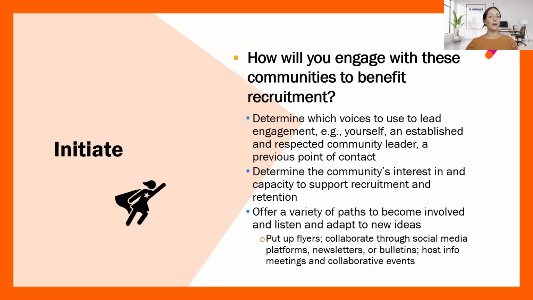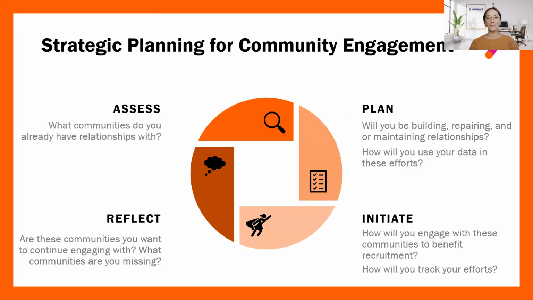And to wrap this all up, you'll now see how the circle has come together in the next slide for strategic planning. So again, just a review of the basic foundations for community engagement: assess the communities that you already have, reflect on if those are resourceful or if you can start tapping into other areas, plan how you are going to use community engagement strategies, and then initiate and keep it consistent and try new methods if those that you have done didn't work for you.